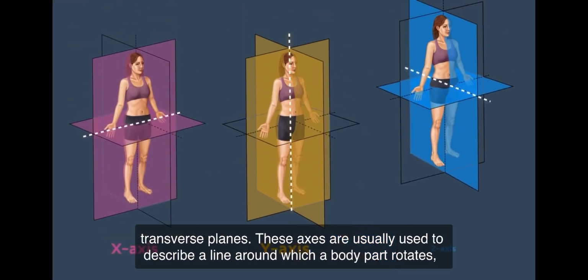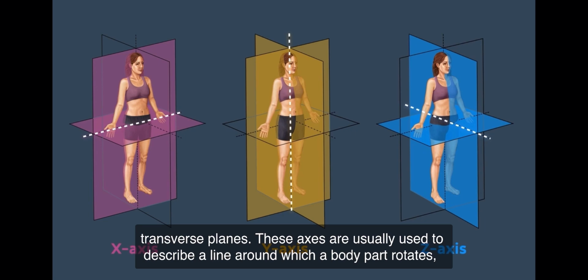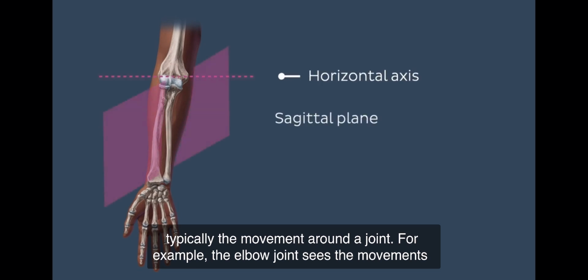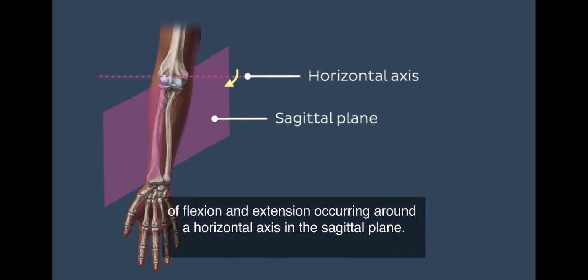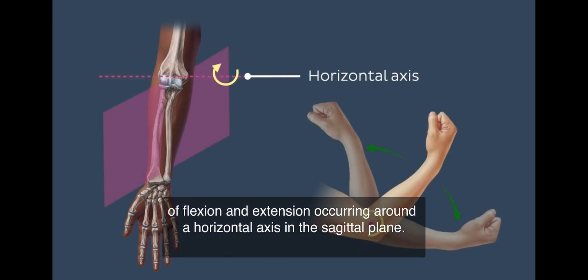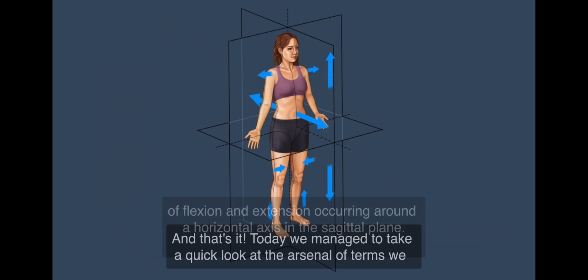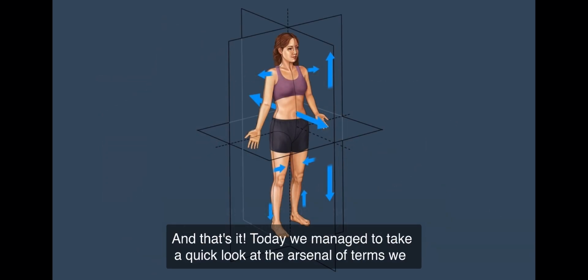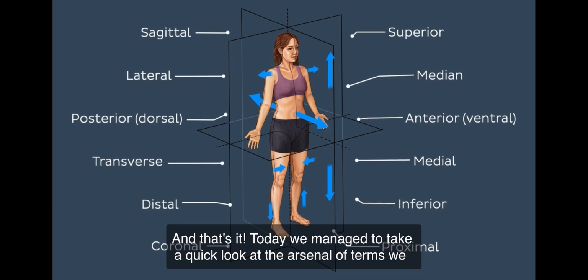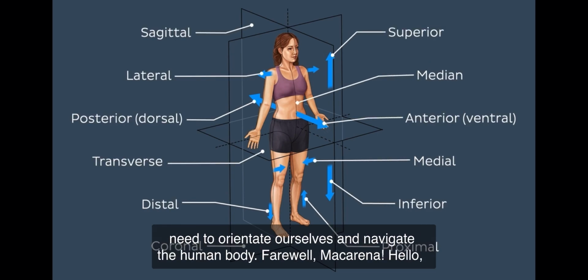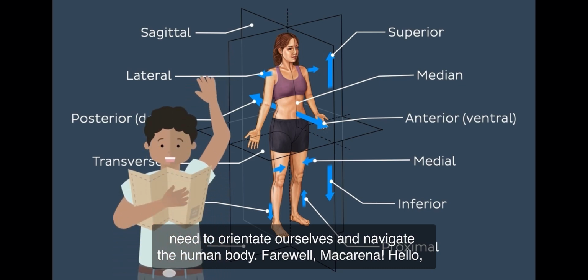These axes are usually used to describe a line around which a body part rotates, typically the movement around a joint. For example, the elbow joint sees the movements of flexion and extension occurring around a horizontal axis in the sagittal plane. And that's it! Today we managed to take a quick look at the arsenal of terms we need to orientate ourselves and navigate the human body.